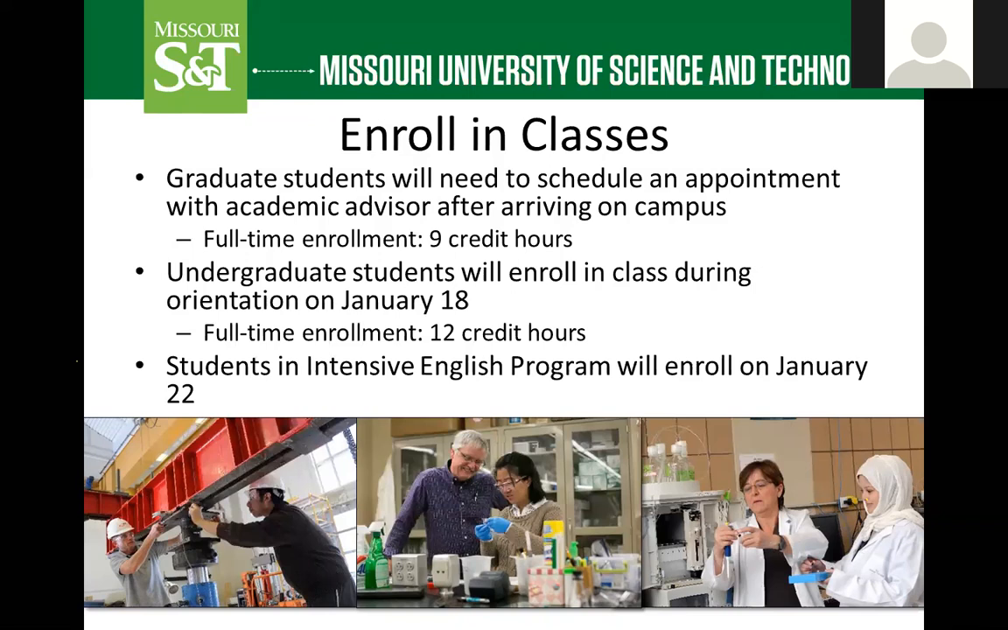For graduate students, if you are an academic student, you'll need to make sure that you are enrolled in 9 credit hours. That's full-time enrollment for graduate students. Being full-time enrolled is an immigration requirement. So it's important that you remember and maintain a full-time enrollment of 9 credit hours. If you're an undergraduate student and you're taking academic classes, you'll need to be enrolled in 12 credit hours. That's what full-time enrollment is for undergraduate students.